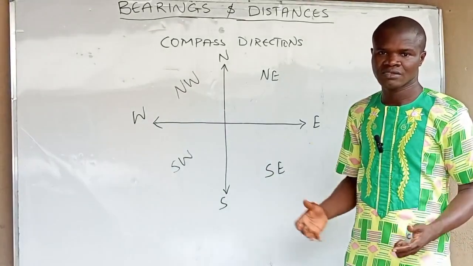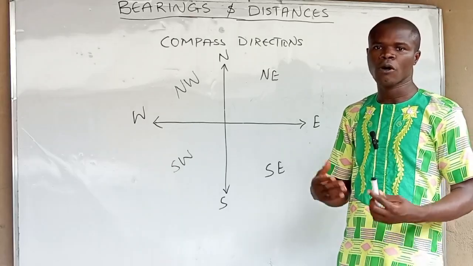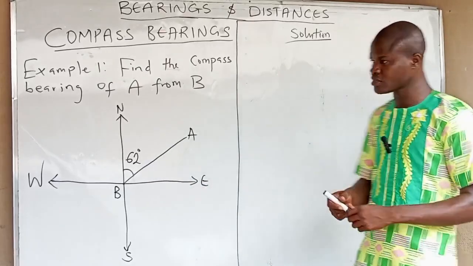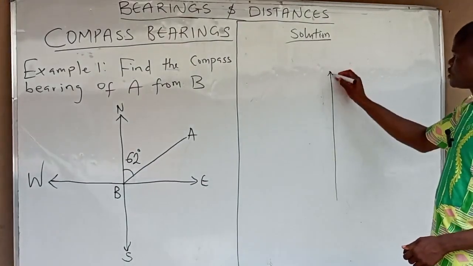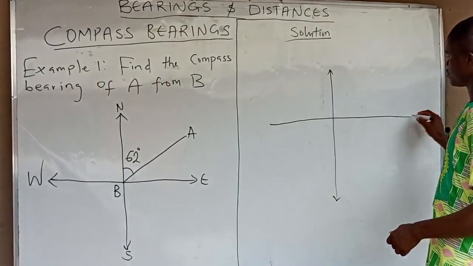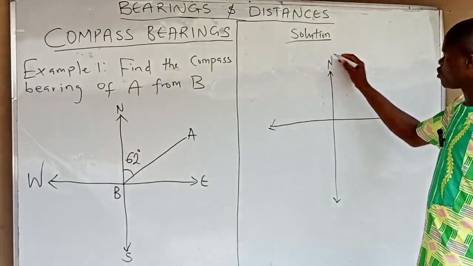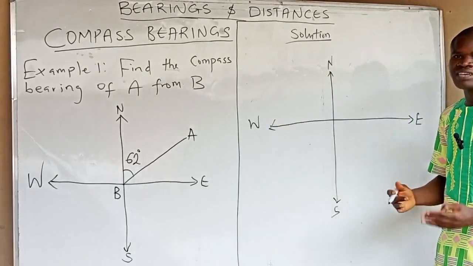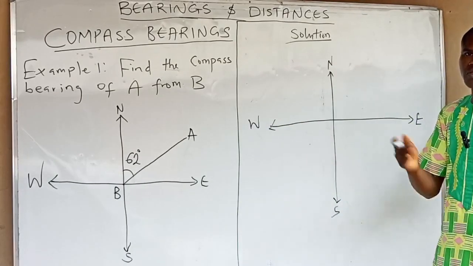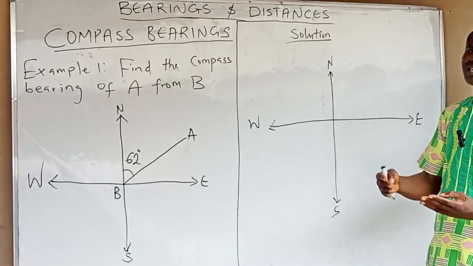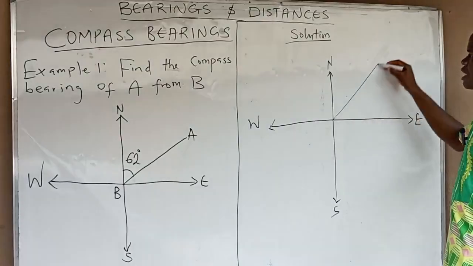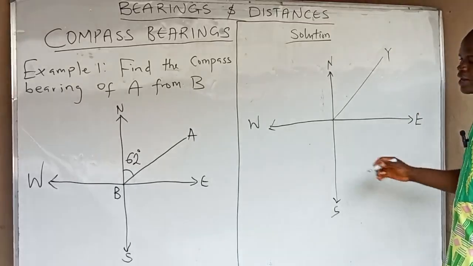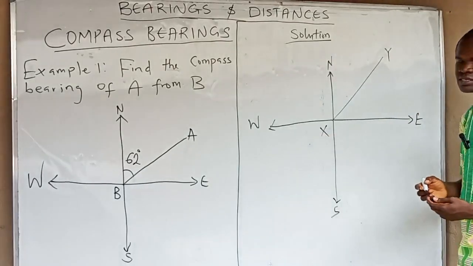So having understood compass directions, we can now proceed to learn about compass bearings. Now, before you answer this question, I want you to first of all understand this. This is your cardinal points, your north, your south, your east, and your west. When you are asked to find a bearing of a point from another point, the from is your starting position. Let's assume that object is found in this point. Let's call this point Y, and let's call this point X.